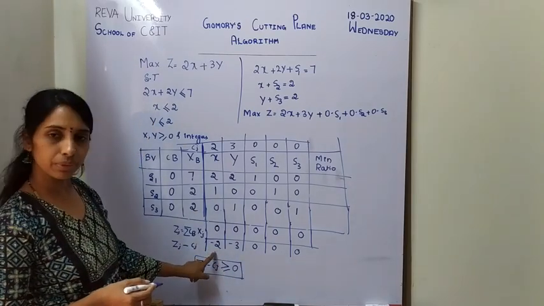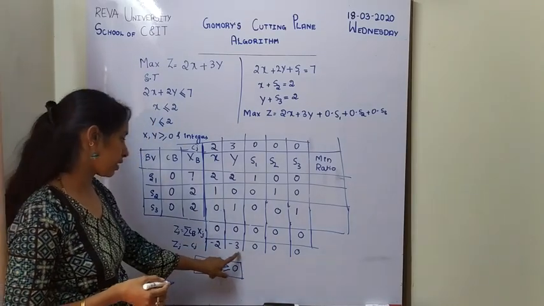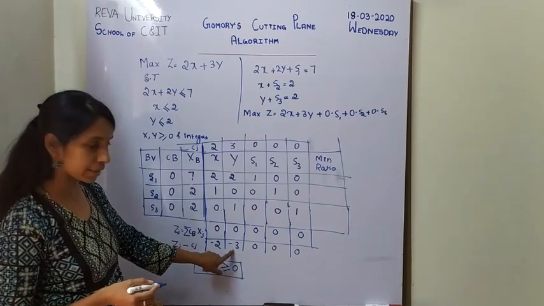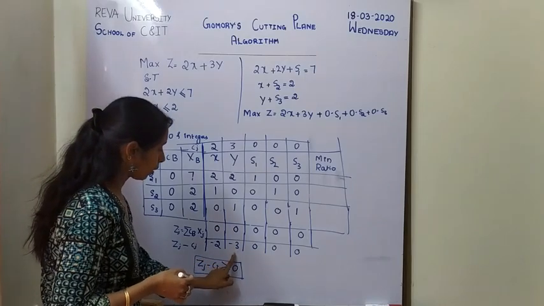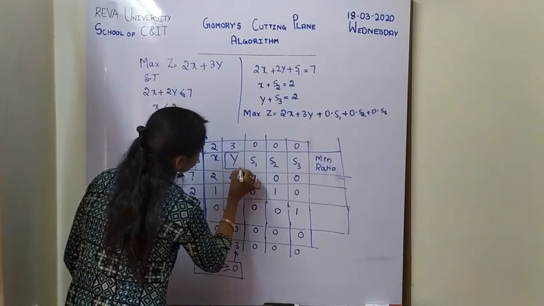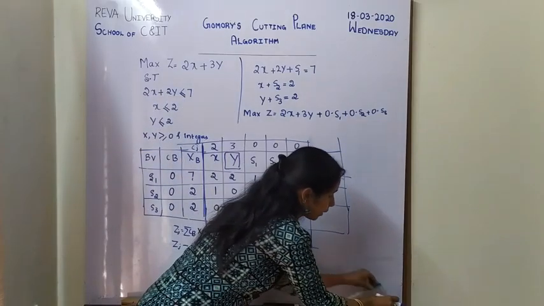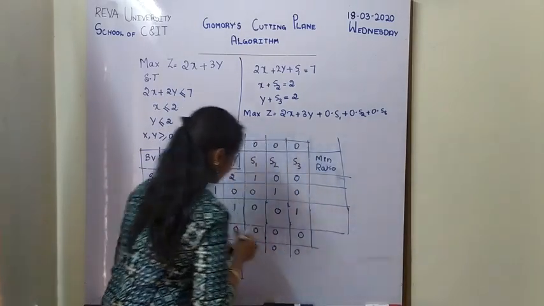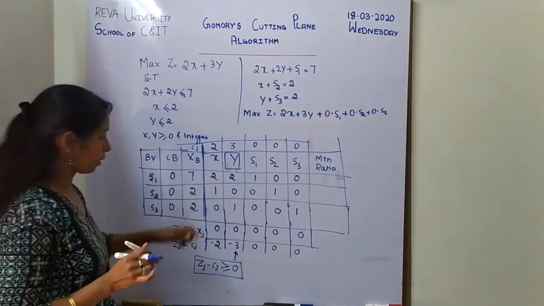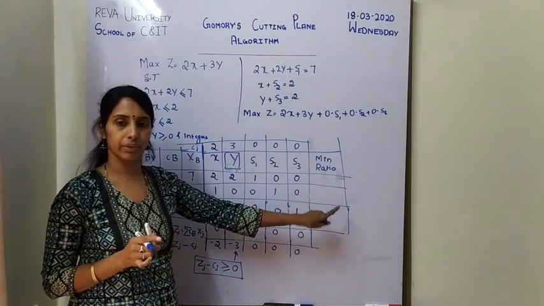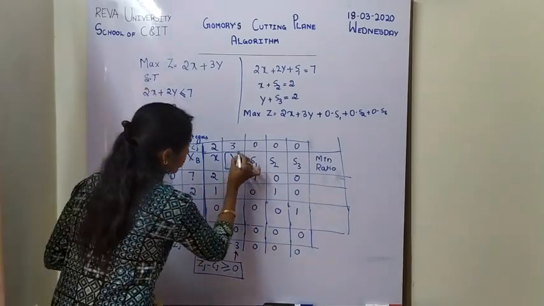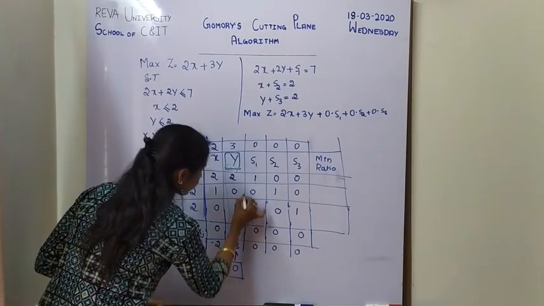Now, to continue to the next iteration, we have to see the most negative number. The most negative number here is minus 3. The column corresponding to this will be the entering variable. Now, to find the leaving variable, you have to consider this column.